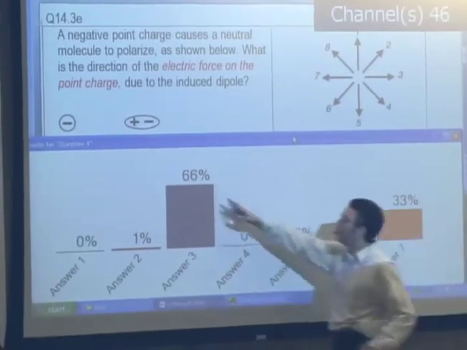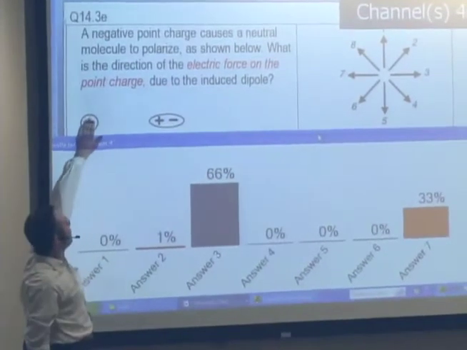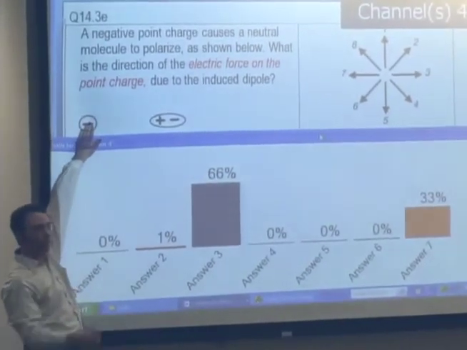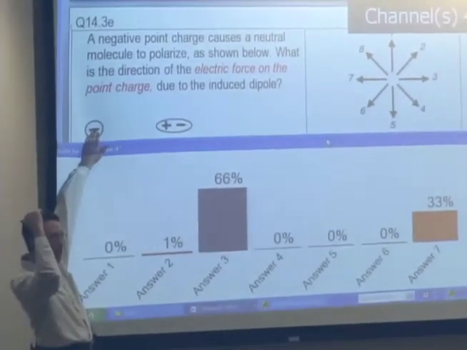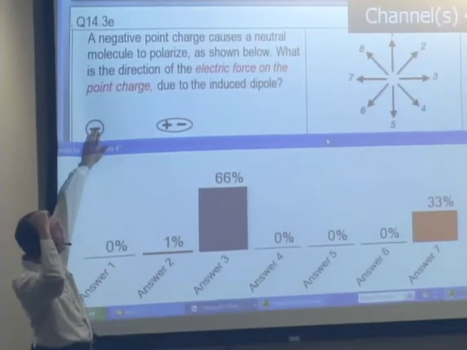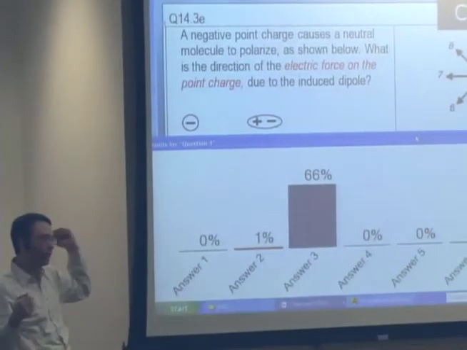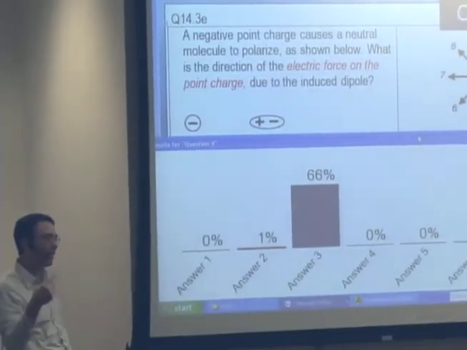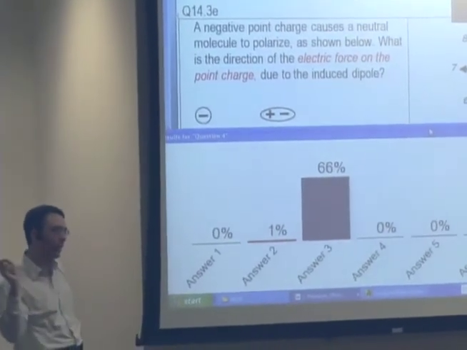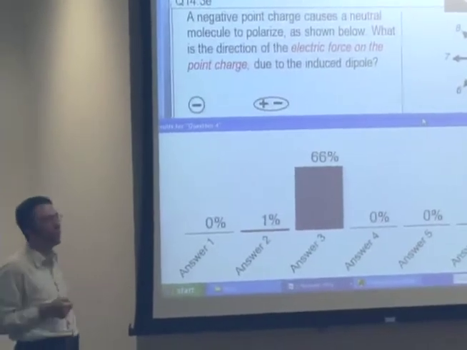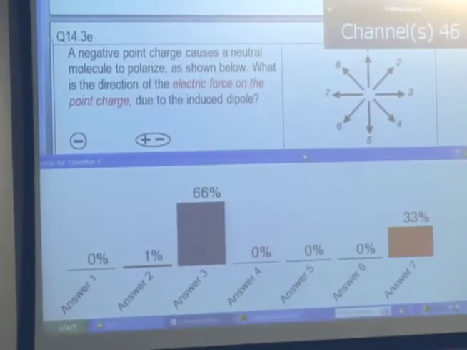You have a positive end here, a negative end here. So the field due to the dipole at this location should point in what direction? Direction 7, right? But now if you place a negative charge at that location, Q times E gives you the force. You're multiplying E by a negative charge, so the force is in the opposite direction of the electric field. The force is direction 3.